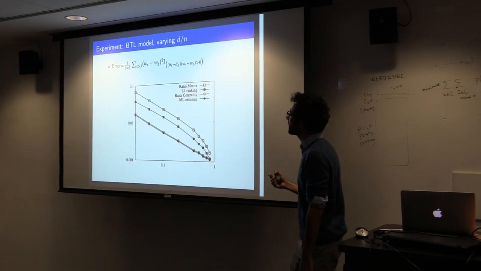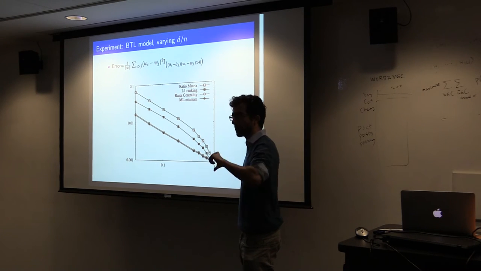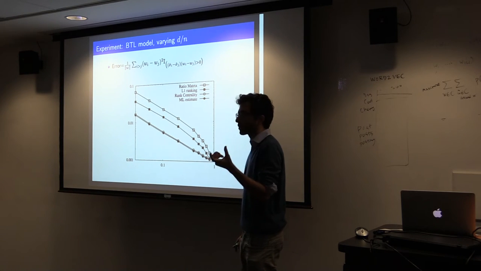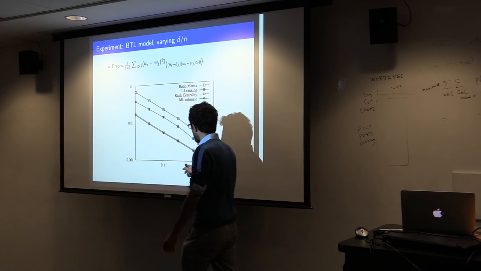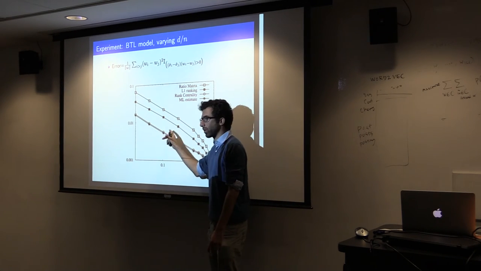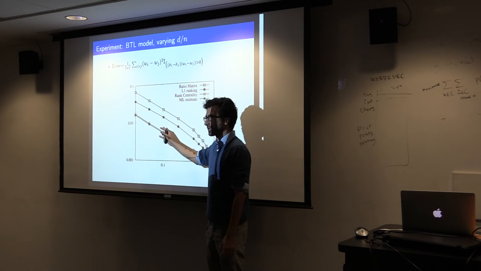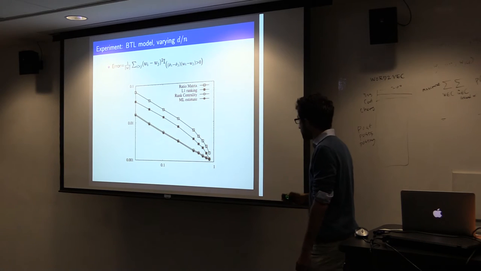So then we can also look at varying d over n. So d over n is the sampling rate of the edges. So d is the expected degree of any node. And in that case, again, as we go to a complete graph, everything behaves well, but both the MLE and Rank Centrality are basically stacked on top of each other in this model.